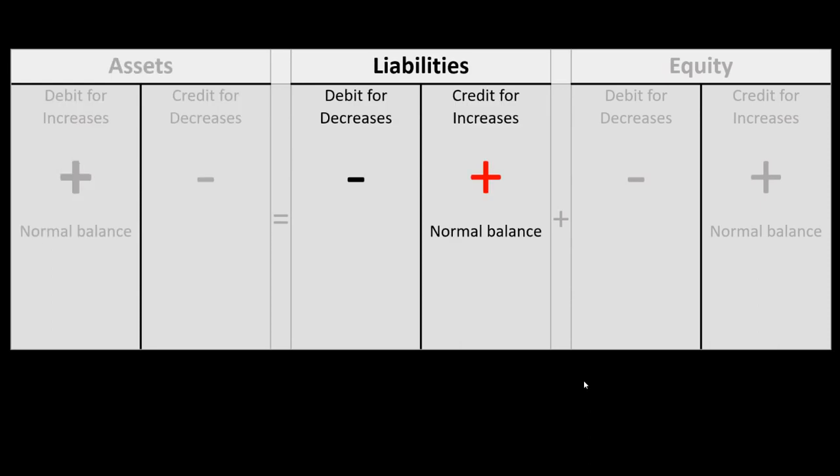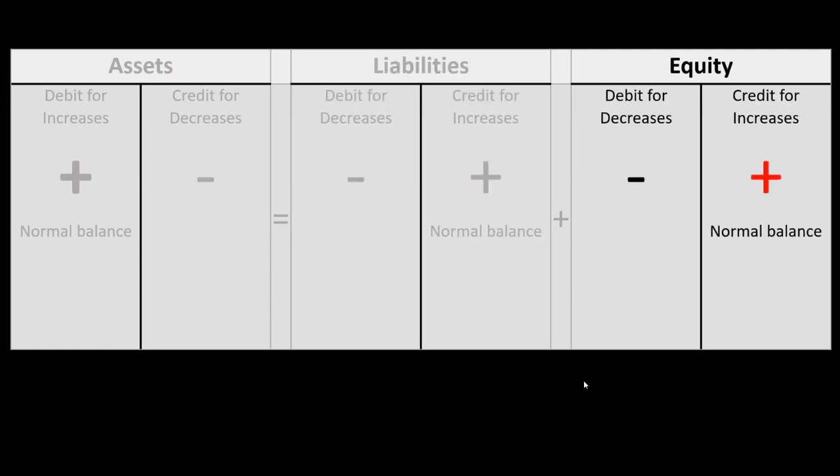Liabilities, on the other hand, are on the right side of that equation. They're to the right of the equals sign. So a credit increases them. They have a normal credit or right side balance. If I want to decrease a liability, I'll record a debit to that account. Equity is also on the right side of that accounting equation. So credits on the right side increase equity, and they have normal credit balances. Debits will decrease an equity account.